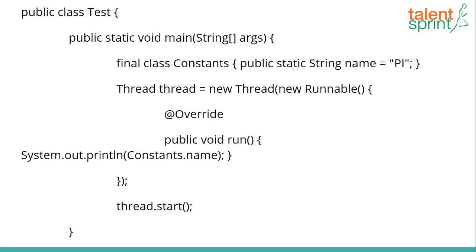Ashutosh says pi is the answer. Override indicates to the compiler that we particularly are referring to the run method. Since again name is static, output should be pi. Okay.